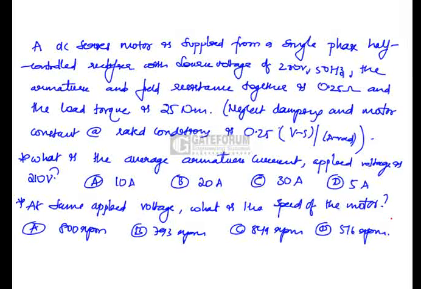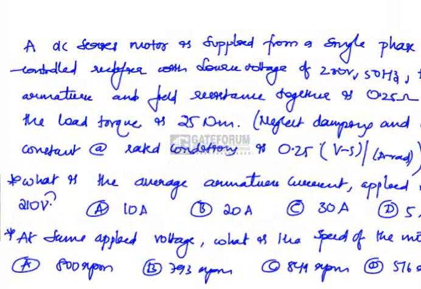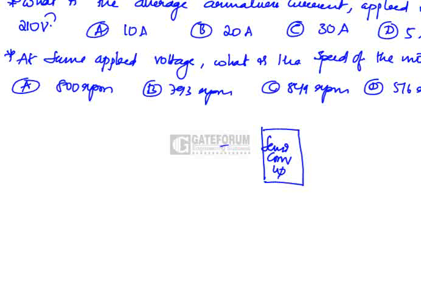A series motor is supplied from a single phase half control rectifier. Single phase half control rectifier is nothing but single phase semi converter. Okay, so we have a semi converter which is of single phase. Converter means it is converting AC to DC. At the output side we have a DC series motor.